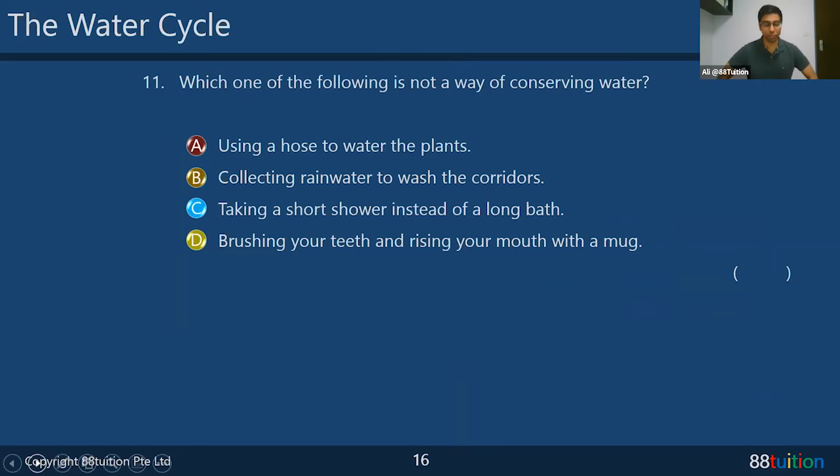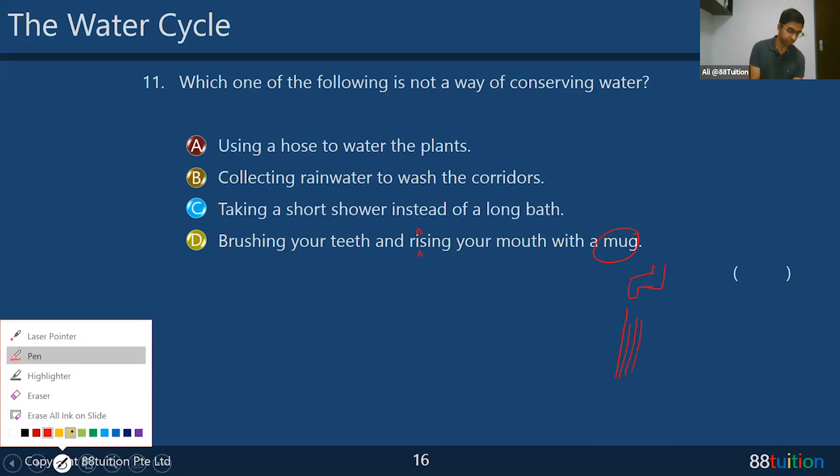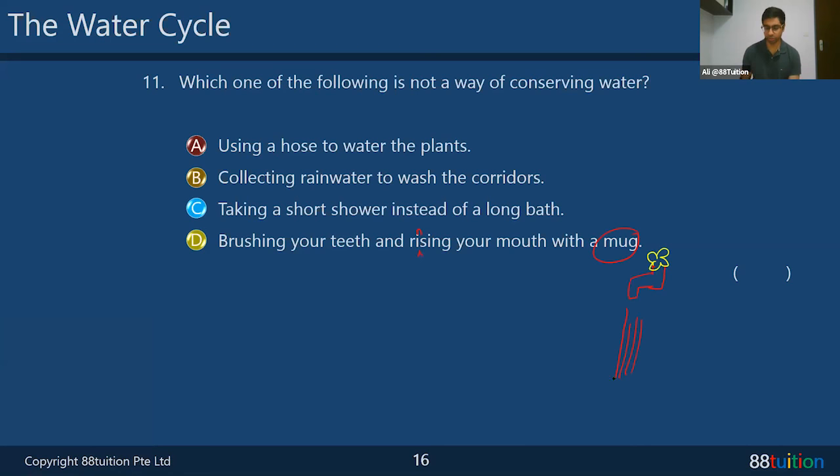Finally, number 11. Okay, which of the following is not a way of conserving water? Just think about it. Brushing your teeth and rinsing your mouth with a mug. Oh, a little bit of spelling mistake here. Rinsing with a mug. Why do you use a mug instead of letting the tap run? If you let the tap run, what will happen? You turn on the tap and too much water is wasted. So use a mug instead. It's a good way, a way of conserving water.